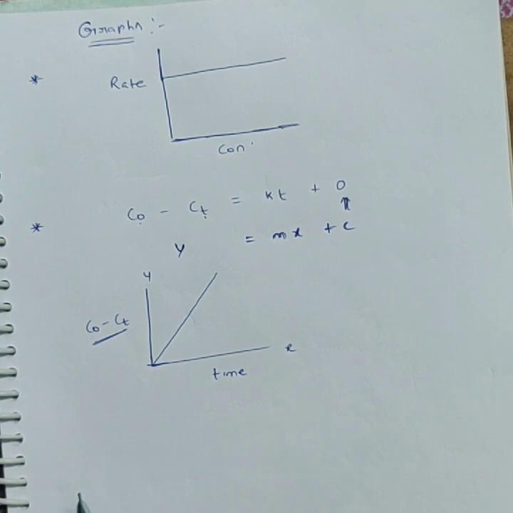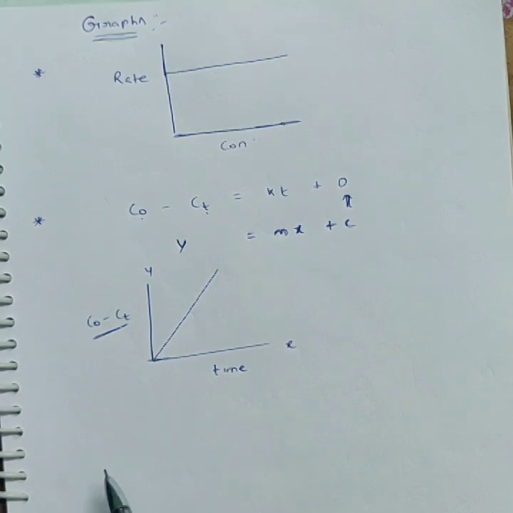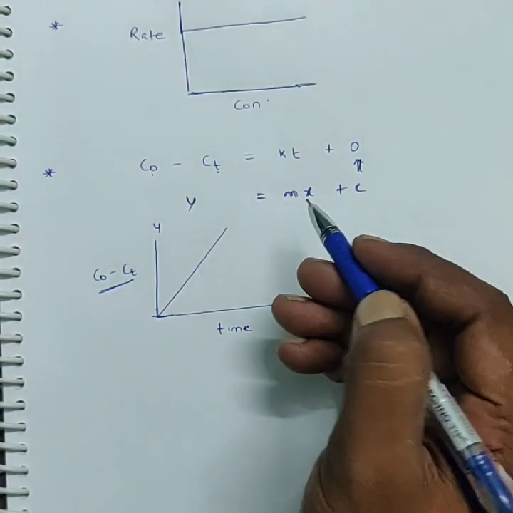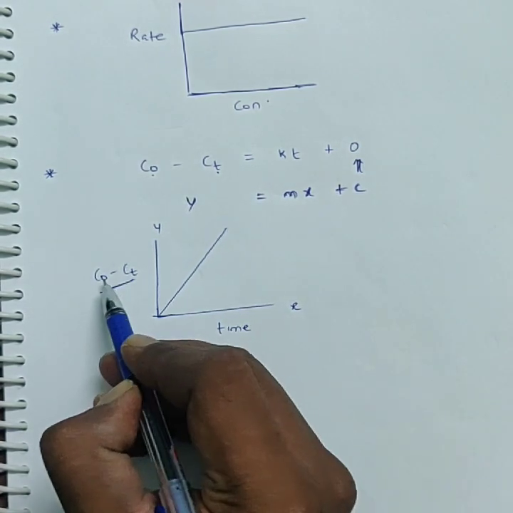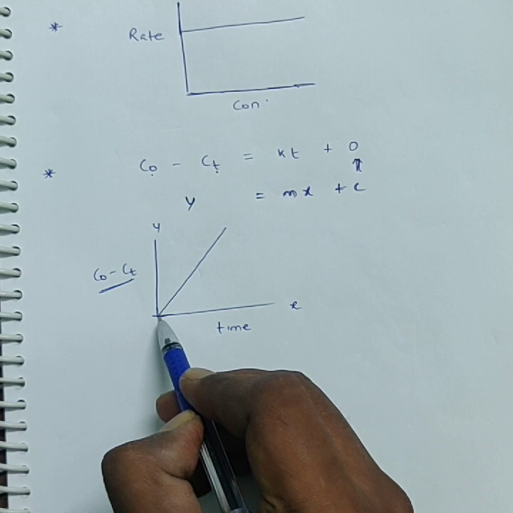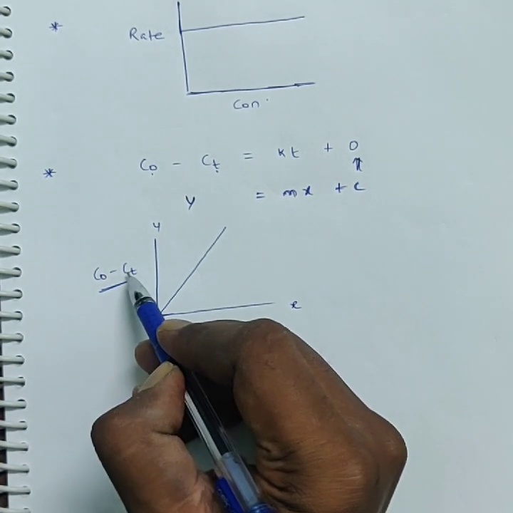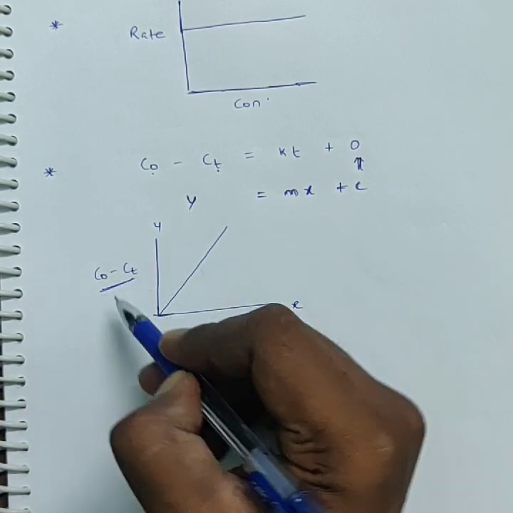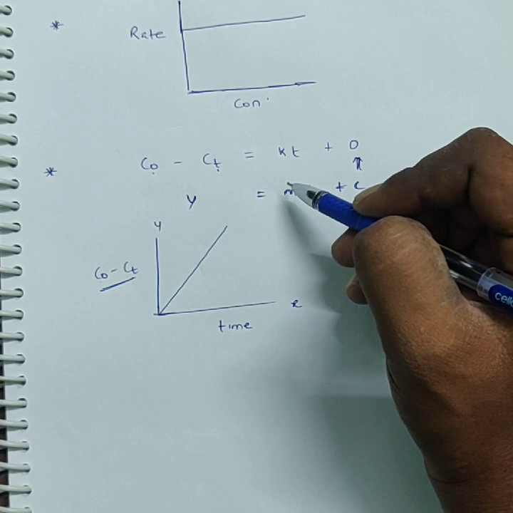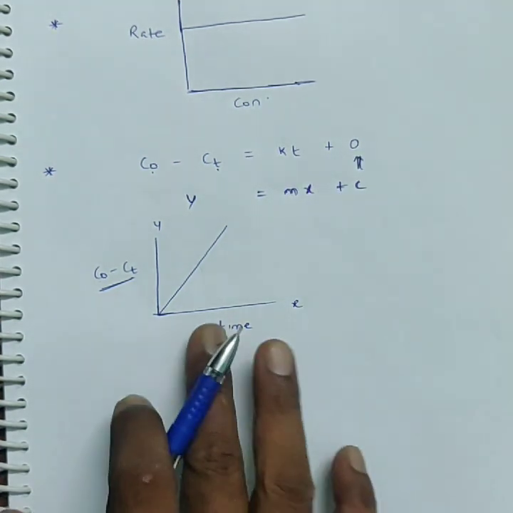because at the beginning C naught is equal to Ct, so it will be 0. As the time goes on, the final concentration of reactant is decreasing, while C naught is constant. This value is decreasing, so the difference is continuously increasing. Am I right? Okay, good.